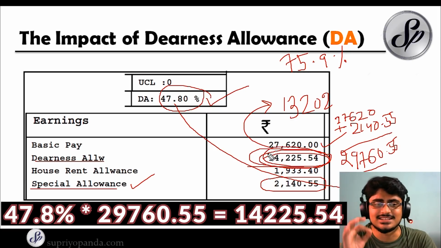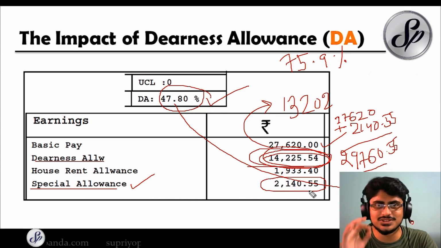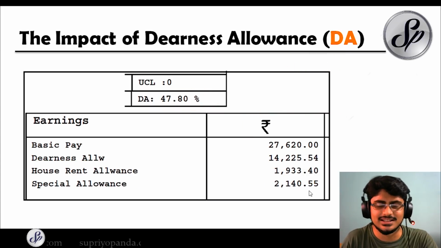So this is how you are actually calculating the dearness allowance. The dearness allowance is not just of basic, it is basic plus special allowance, a percentage of both. So I hope that you understood the calculation, and now it is crystal clear to you how we are actually calculating this. So let us move to the next section.